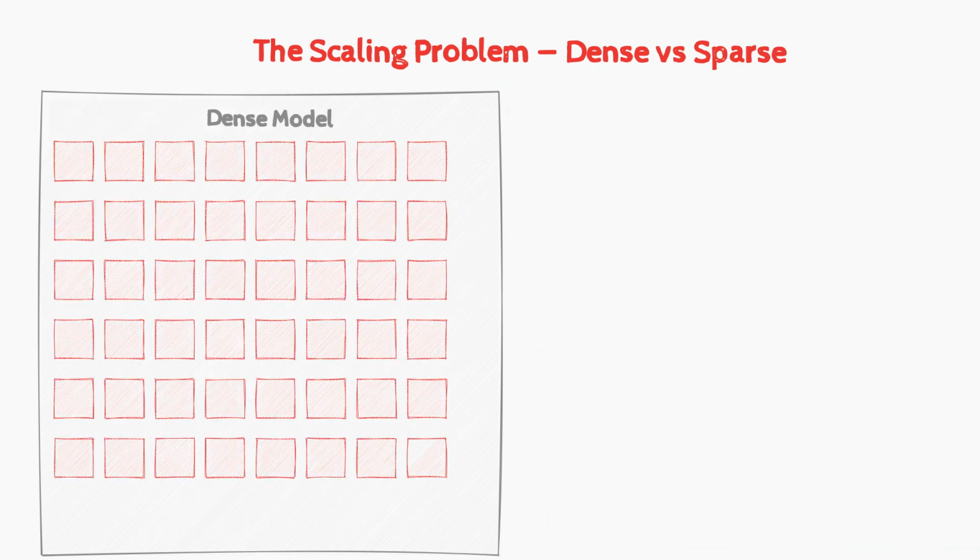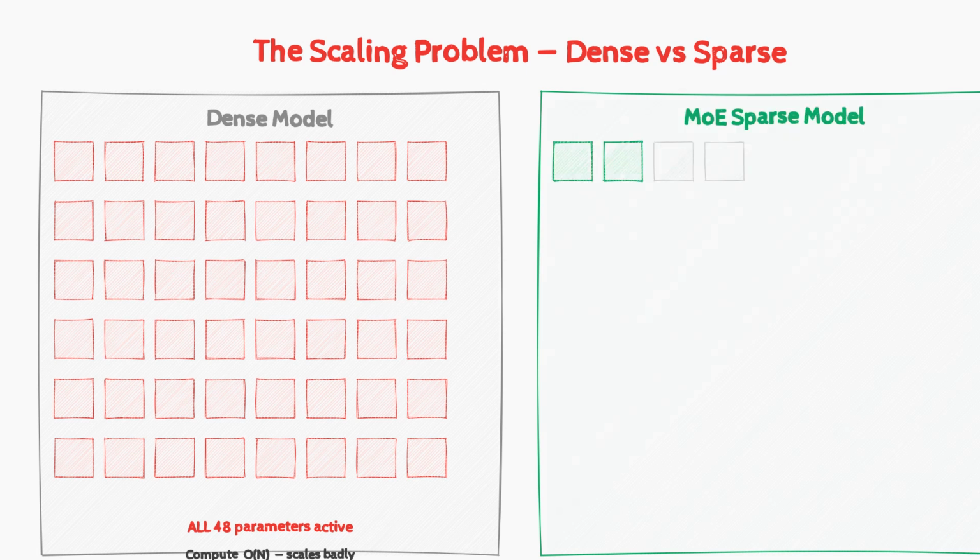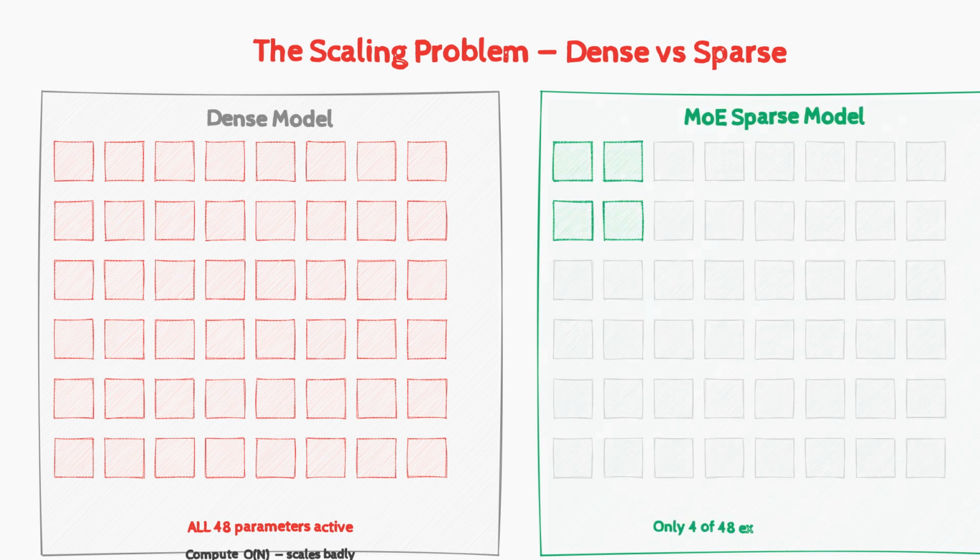A traditional dense model activates every single parameter for every single token. Want to double model quality? You roughly double the compute cost. That's O(N) scaling, brutal. By 2020, state-of-the-art models needed hundreds of millions of dollars to train. In PaLM 540B, an enormous dense model, 90% of parameters live in feed-forward layers, and every one of them fires for every token. Wasteful. MoE breaks this.